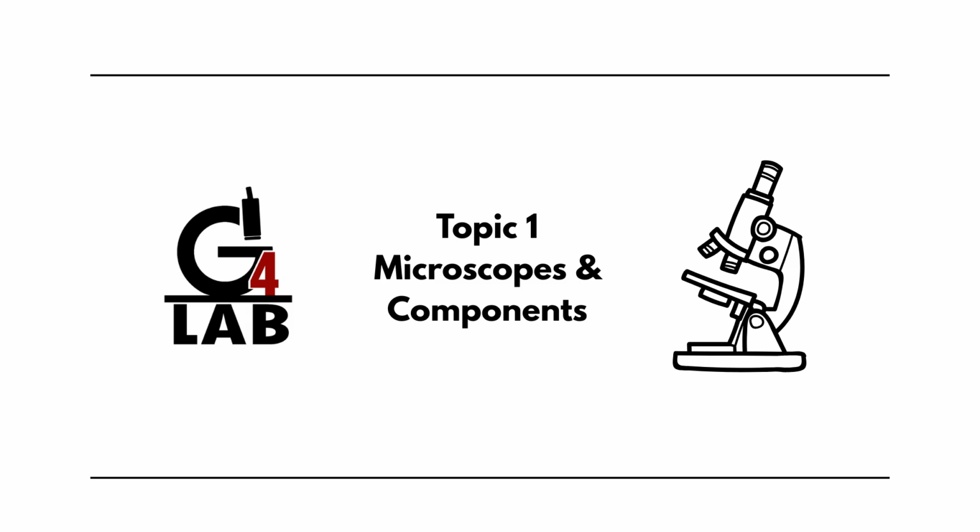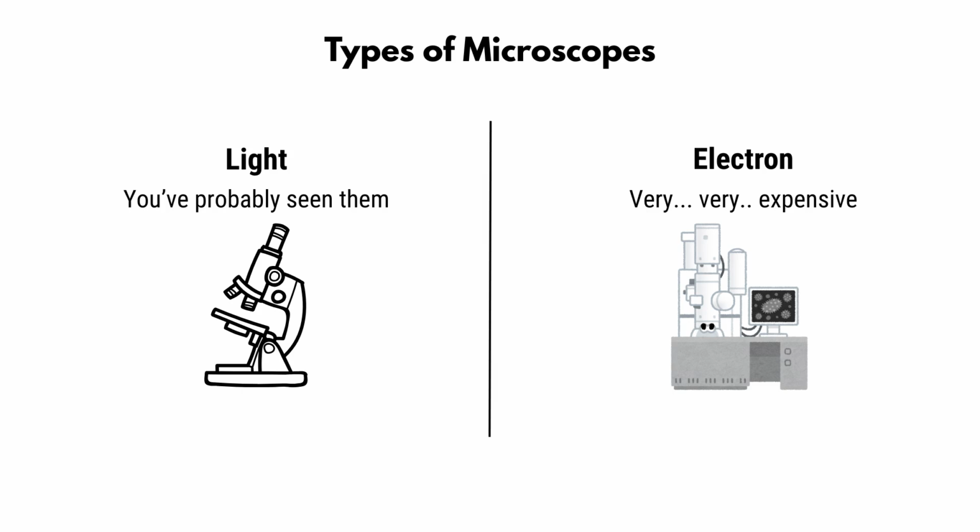First of all, let's discuss the different types of microscopes and the components within a microscope. Now, there are two different types of microscopes that exist. First of all, there's the light microscope. You've probably seen them in your previous science classes, but this is probably what you envision as a usual microscope. Then there's the electron microscope, which is a lot more complex and basically a lot more detailed and more expensive.